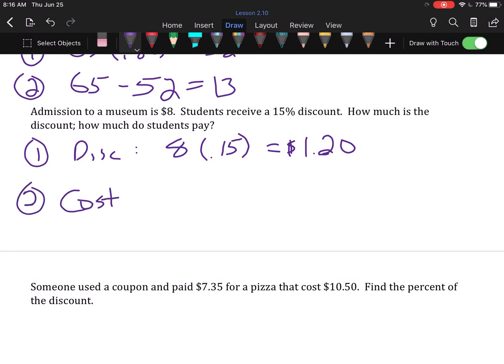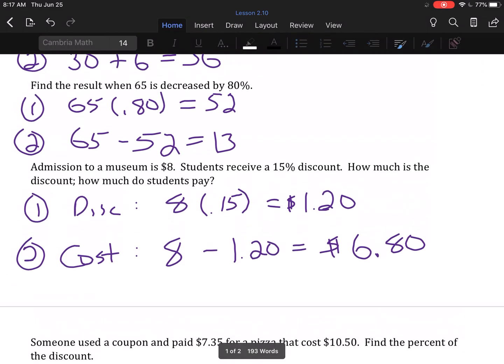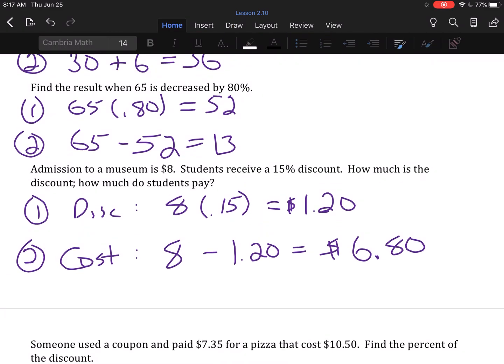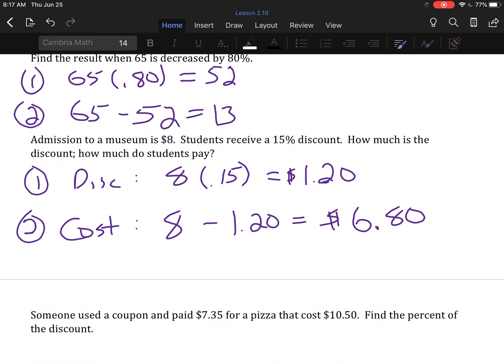So how much is the cost? Well, this is a discount, so it comes off of the original price. Students would pay $6.80 to get in. You can see this is just like the problem before it. It's just that instead of saying find the result when 8 is decreased by 15%, we've wrapped it up with words. We've made it fancy. Same thing's going to happen next time.